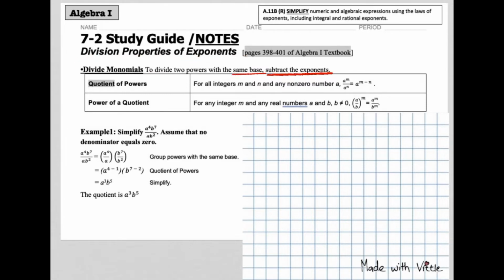Let's go ahead and discuss the first example. a to the fourth b to the seventh divided by a to the first power b to the second power. If you've already watched the video on multiplication properties of exponents, we have to add their exponents when you're multiplying power numbers. And this time, since we are dividing power numbers, we have to subtract their exponents.